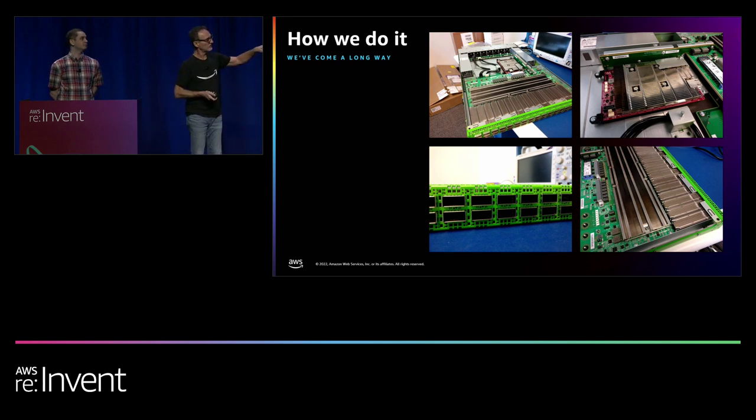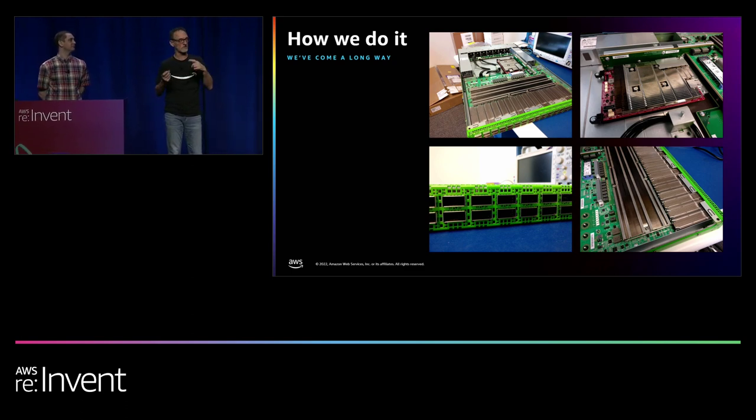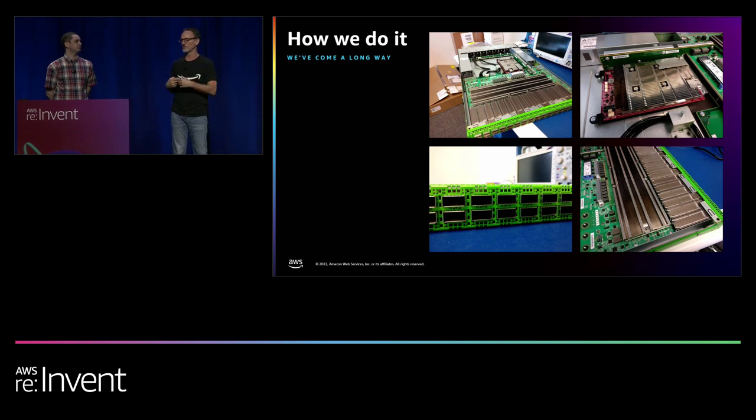So as you can see, this hardware is pretty impressive. A lot of heat sinks and semiconductors and fans and all that really cool stuff. If you want to see one of these things live, we have one in AWS Village in the networking booth. So you can come by tomorrow and take a look at it if you like.